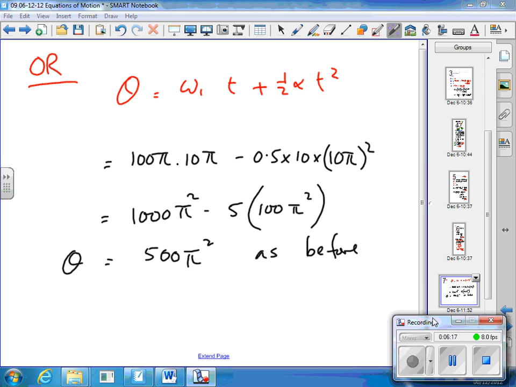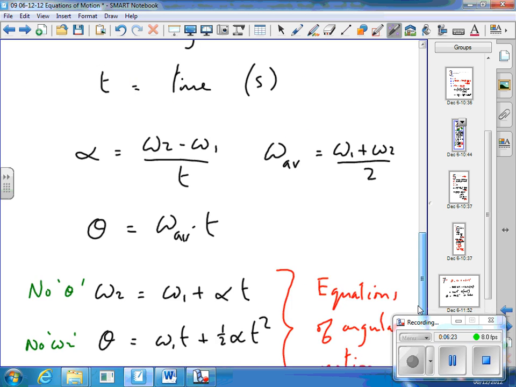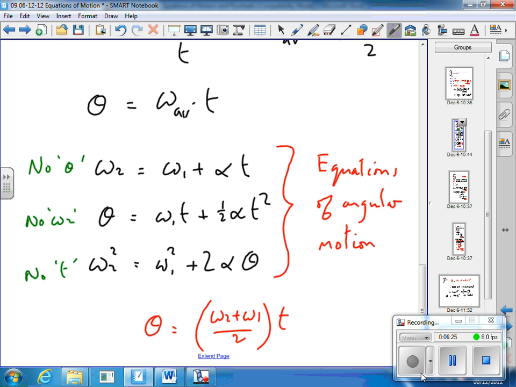If we look back to our notes on angular motion, we've got one of the equations of motion that does not involve time, this one. So see if you can work out what theta is without having to use a value for t that you calculated earlier, and you should get the same answer for theta. So just have a go at that now.